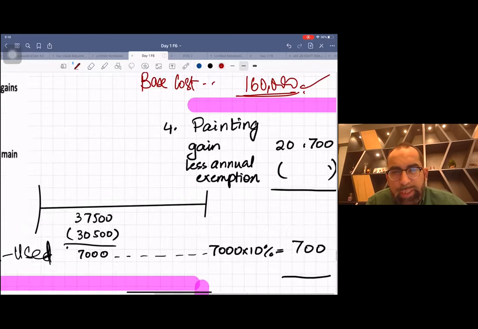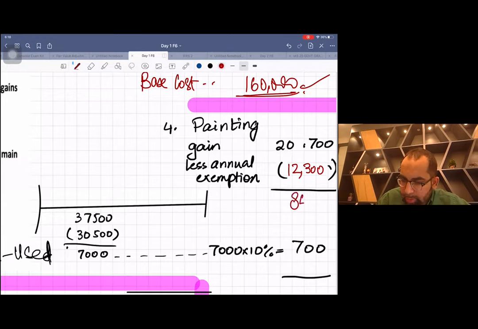The gain on the painting is 20,700. There is no other gain, which means the annual exemption is free. So we'll use the annual exemption here, 12,300. Now, please help me: 20,700 less 12,300. It's 8,400. 8,400 is your taxable gain, and this is normal gain, NG.